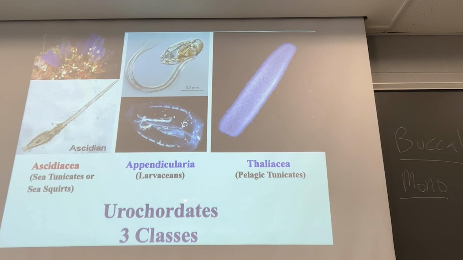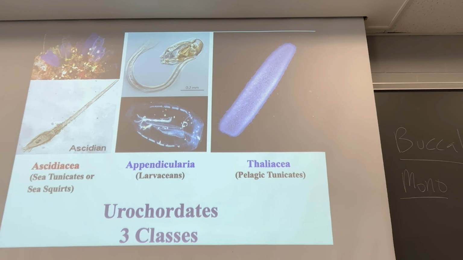These two here, the sea tunicates or sea squirts, and the pelagic tunicates, share some similarity in their morphology. This is what an appendicularian looks like. They're really small. Appendicular means appendage, right? You've probably heard that word before. Like an appendage. And then cularia means small, so little appendage.